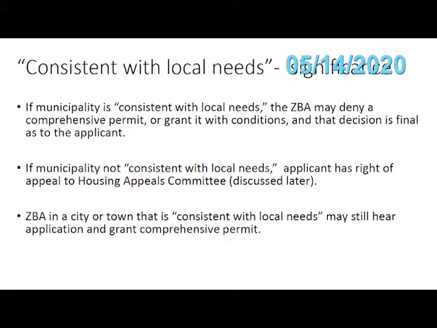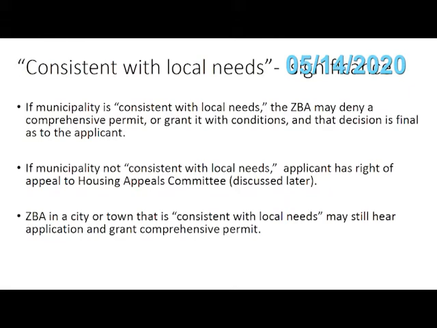So that's the second bullet. If the municipality is not consistent with local needs, the applicant has a right to appeal to the Housing Appeals Committee. If you are consistent with local needs, and many cities and towns in the Commonwealth are, the Board of Appeals can still approve comprehensive permit projects. And in fact, they still do.